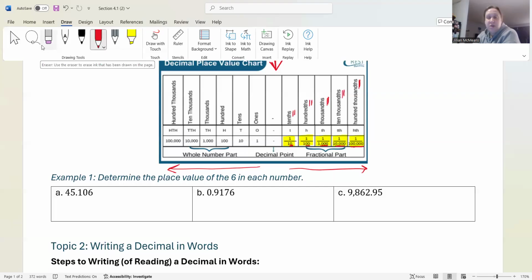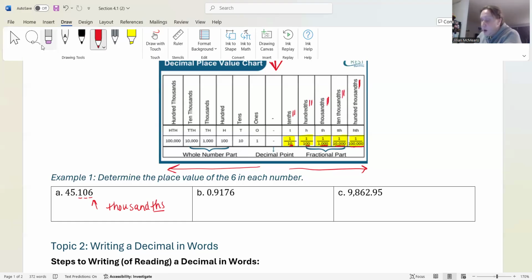So let's look at example one. Example one says determine the place value of the 6 in each of the numbers listed here. For part A, we have 45.106, and we will learn how to say these more formally. For now, 45.106 is okay. Let's count decimal places. We're 1, 2, 3 decimal places in. So we have to ask ourselves, what power of 10 has 3 zeros? Well, that would be 1,000. So this is the thousandths place. Remember, 1,000 has 3 zeros, we're 3 decimal places in. Decimal places match zeros in the power of 10.